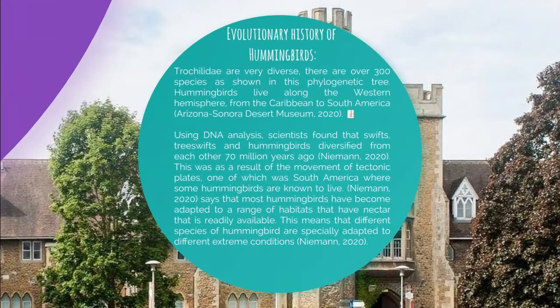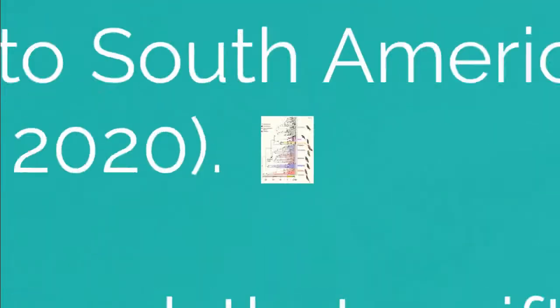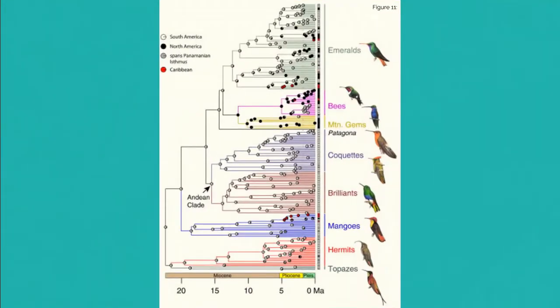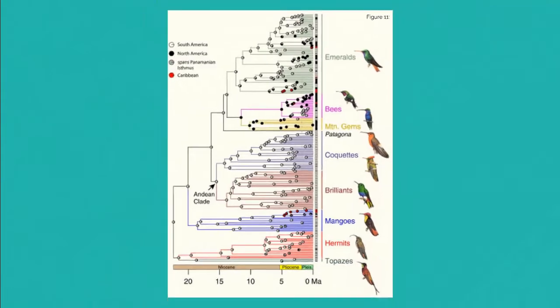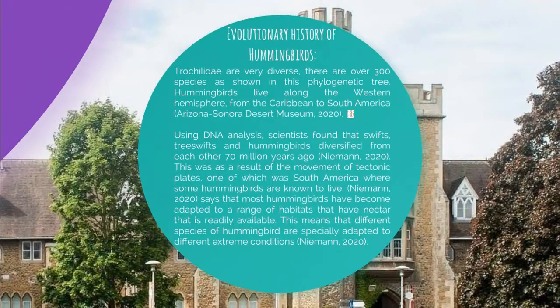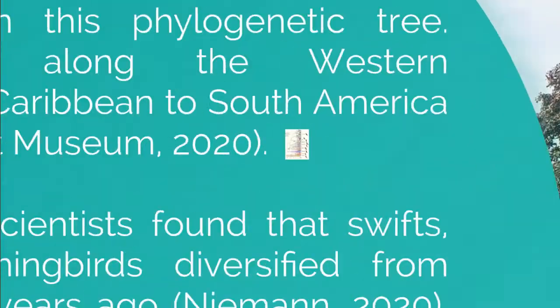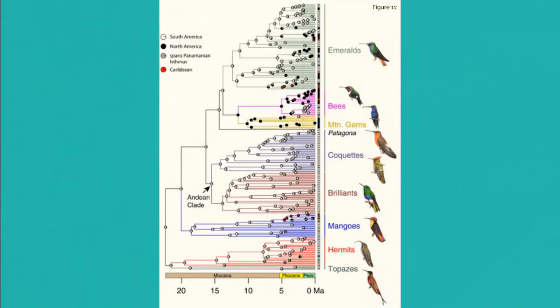Evolutionary history of hummingbirds. Trochilidae are very diverse. There are over 300 species as shown in this phylogenetic tree. Hummingbirds live along the Western Hemisphere from the Caribbean to South America. Using DNA analysis, scientists found that swifts, tree swifts, and hummingbirds diversified from each other 70 million years ago.